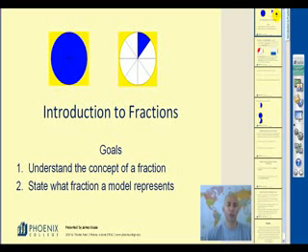Hello, this video is an introduction to fractions. The goals of this video are to understand the concept of a fraction and also to state what fraction a model represents.